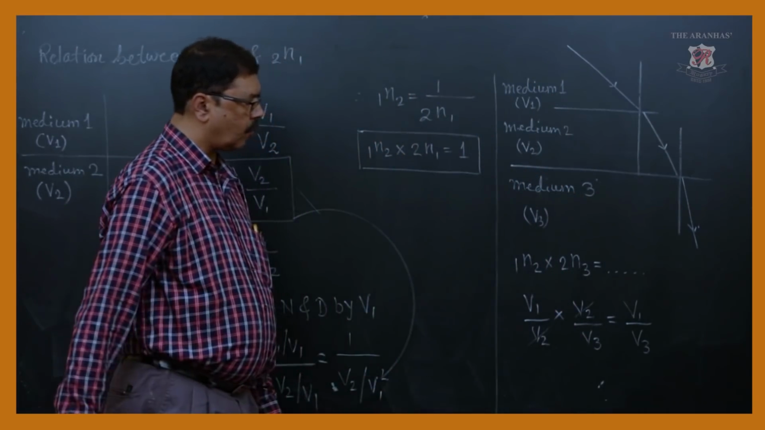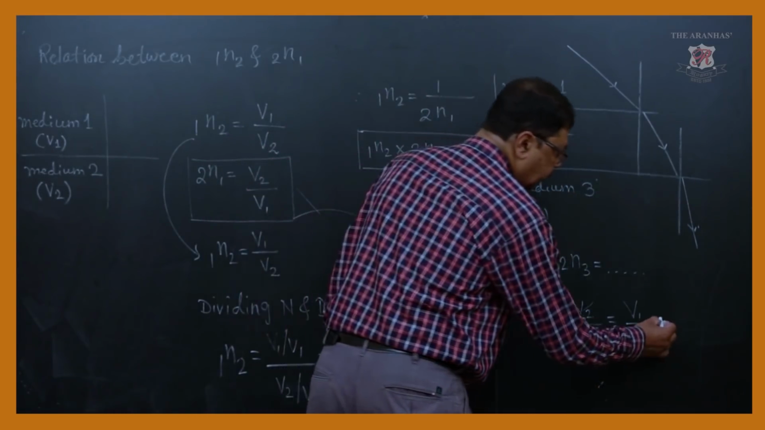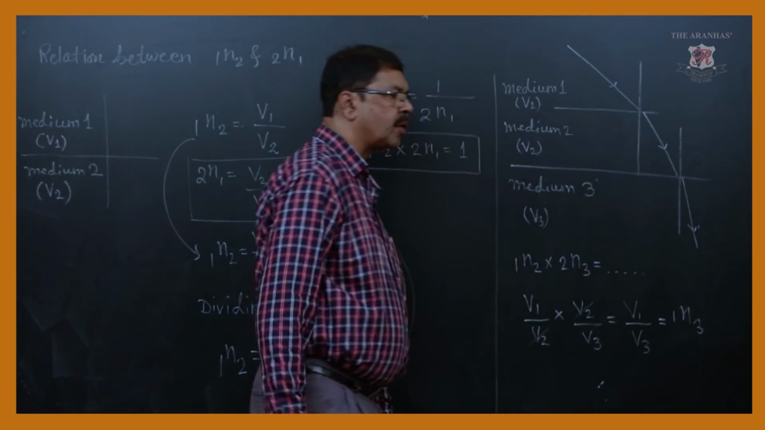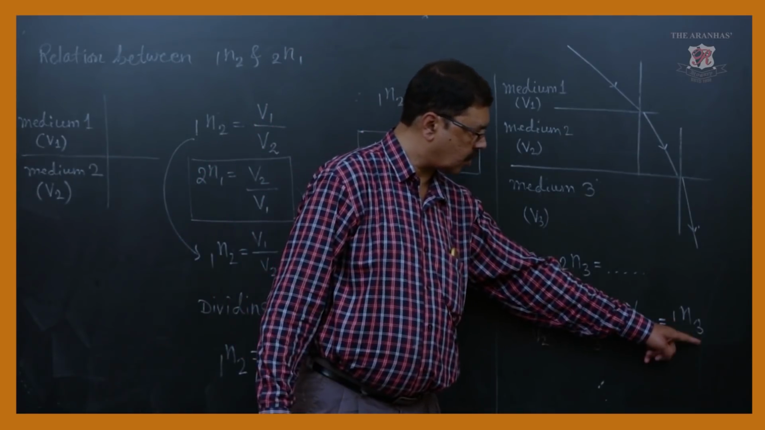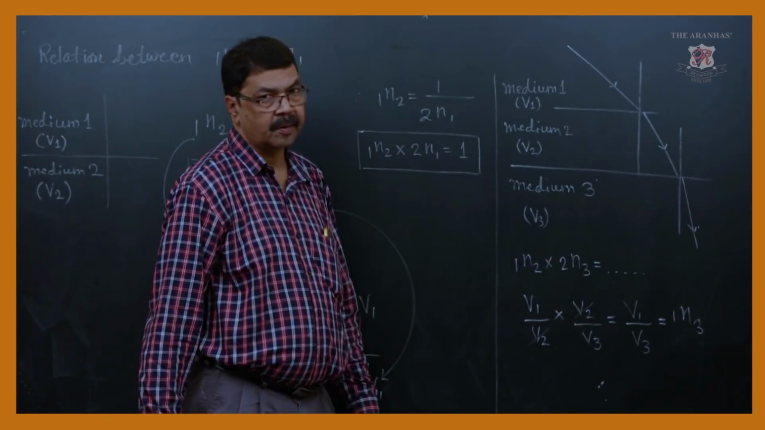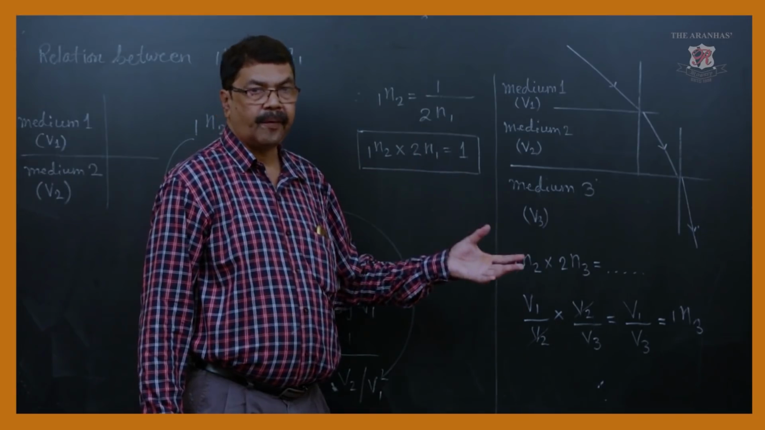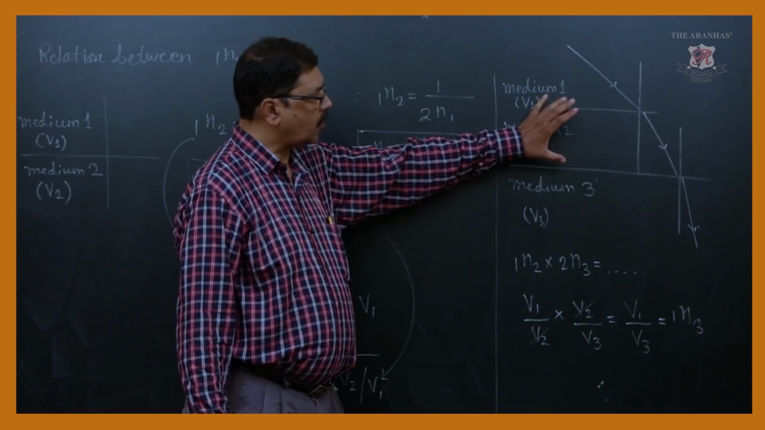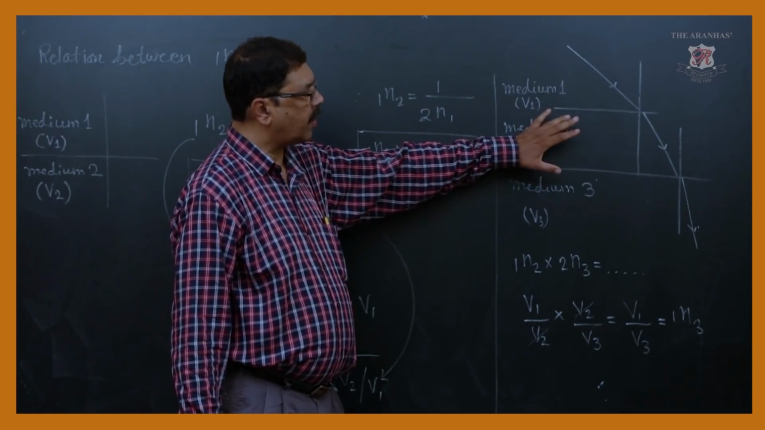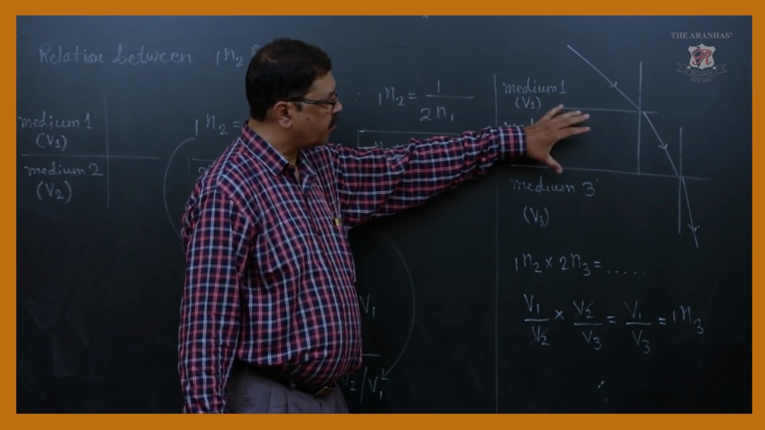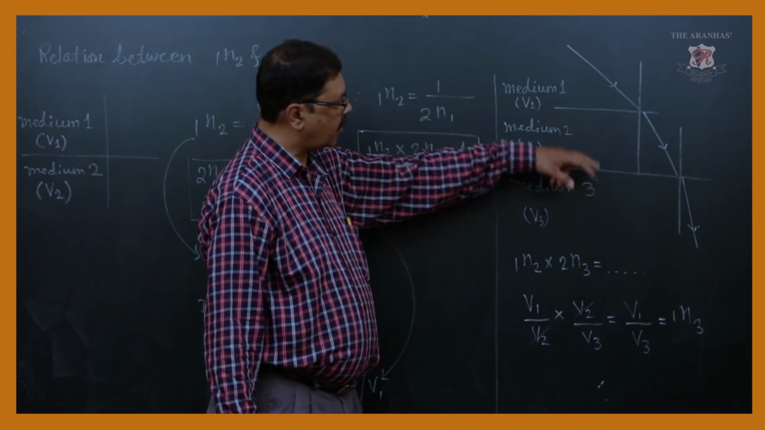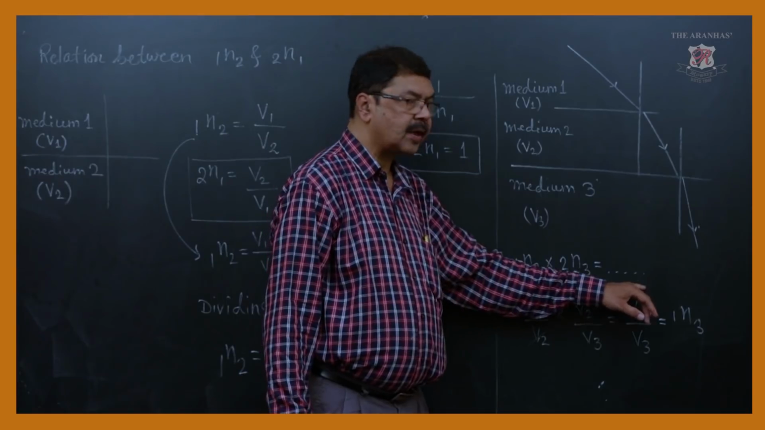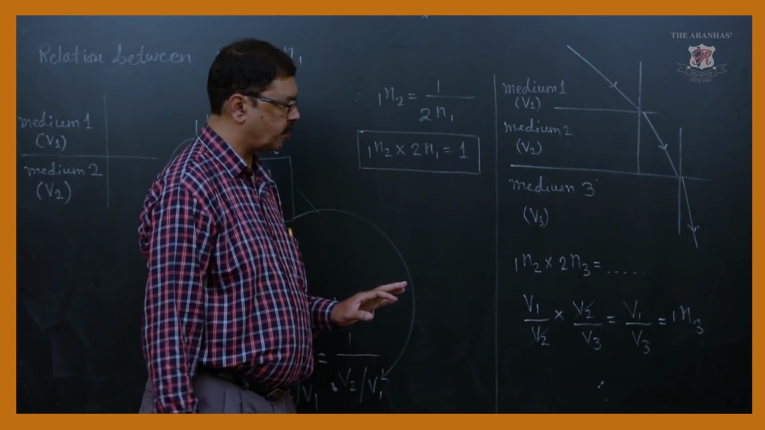By definition, what is V1 upon V3? It is 1n3. That is the refractive index of the third medium with respect to the first. It is going to behave as if the second medium is not present. The light is going to behave in such a way that the second medium is absent. Directly you are using medium 1 and 3. Such types of questions can be asked in the board exam.